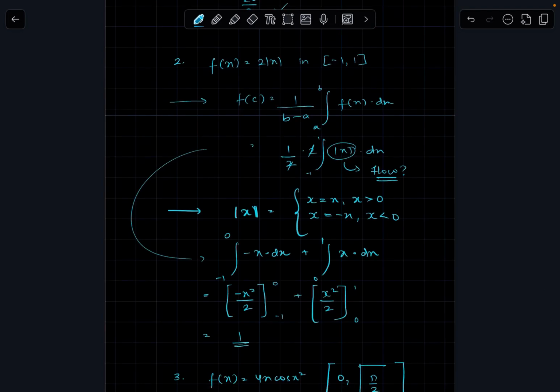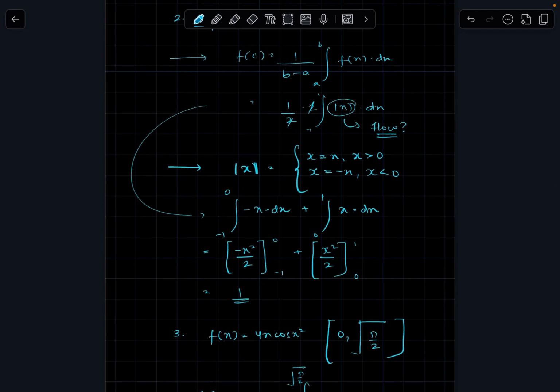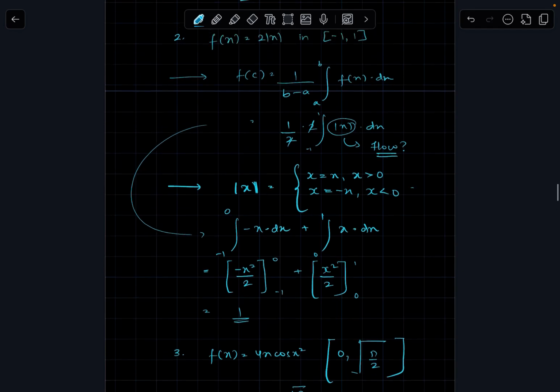Right. Now the second example, f of x is equal to 2 mod x in the interval -1 to 1. So we input all of these values, but we quickly run into a problem. How are we supposed to integrate an absolute value? How are we supposed to integrate mod x? Well, for that, we're going to use a piecewise function in which we'll basically split mod x into two parts, where if x is greater than 0, x remains as x, while if x is less than 0, x becomes minus x.